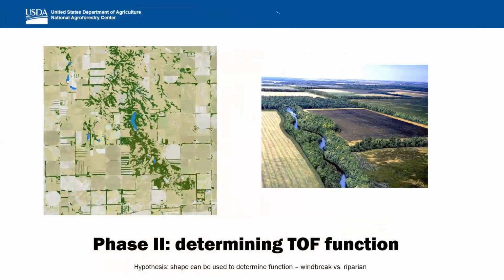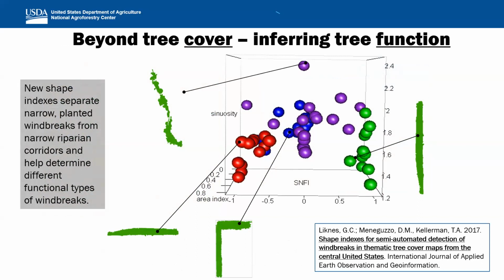I mentioned phase 2 was using our data sets to determine tree function using some shape metrics. Riparian zones and windbreaks typically have distinct shapes. Can we identify those features based on the shape alone on a large scale? This graph is from a paper we published in 2017. You don't need to know the details of it, but we determined you could classify these groups based on an index we came up with called the Straight and Narrow Feature Index. And windbreaks were also broken out by direction, like north, south, east, west, as well as L-shaped ones.